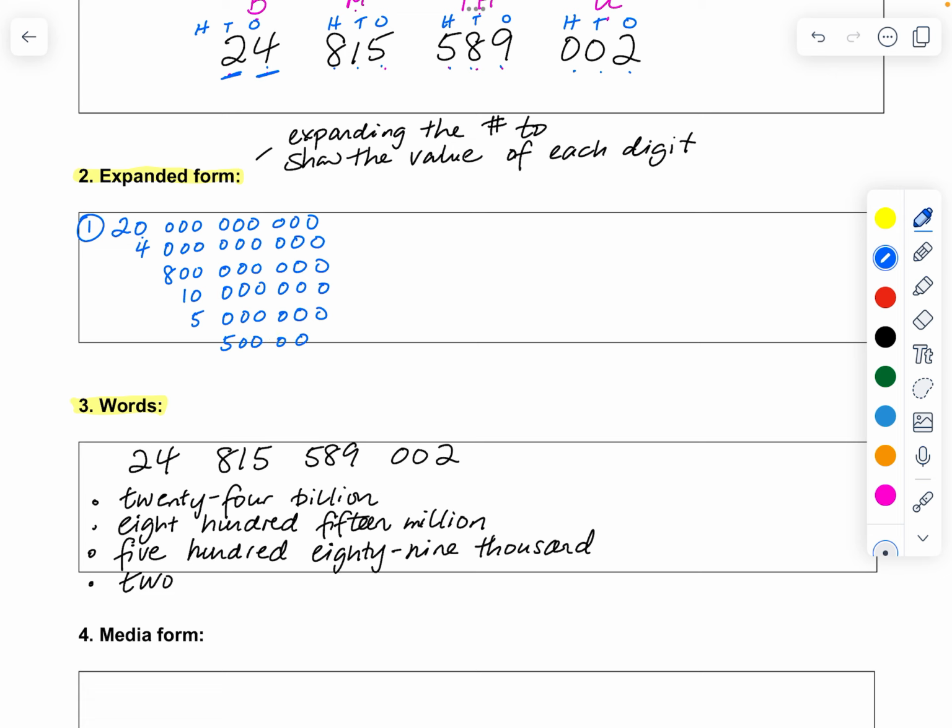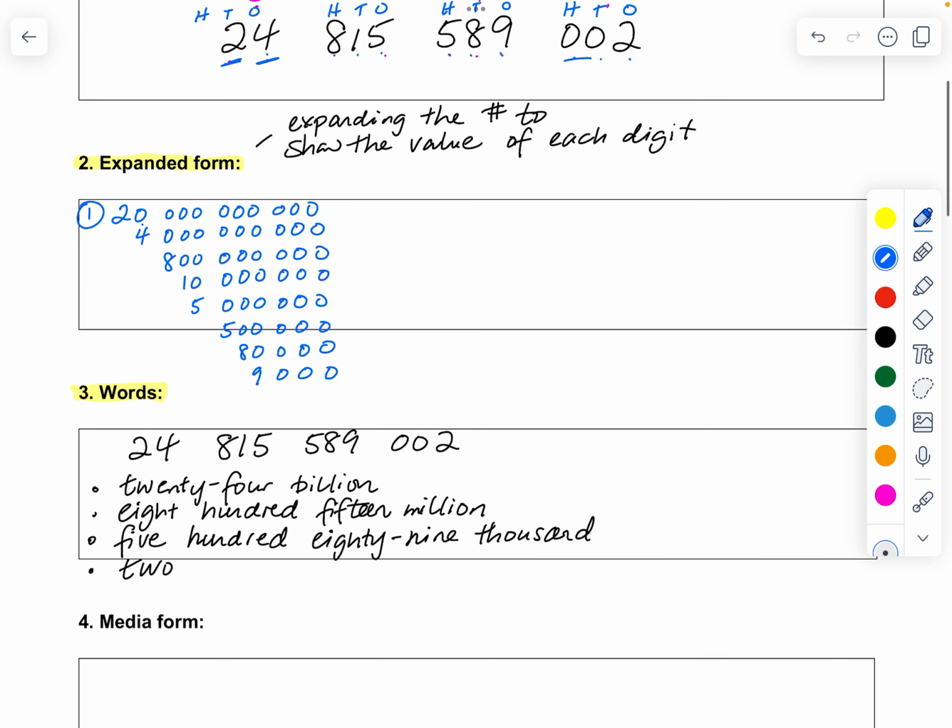You might not have enough room, my apologies. So you can do what I'm doing here and squeeze it in, or you can do this on a separate sheet of graph paper. 80,000, 9,000, and I'm going to skip over these two zeros here in the units place, and I'm just going to write 2 here. Now, because it's an expanded form, I'm going to show addition because we're adding it.